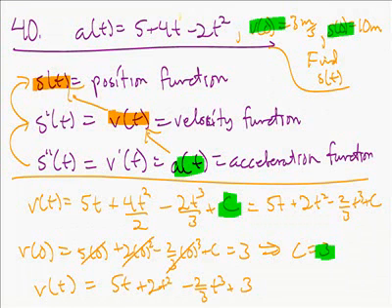So from there you can find the position function by just taking the antiderivative of that, and again using the fact that s of 0 is 10 to find the constant for that antiderivative. So I'll leave that to you.